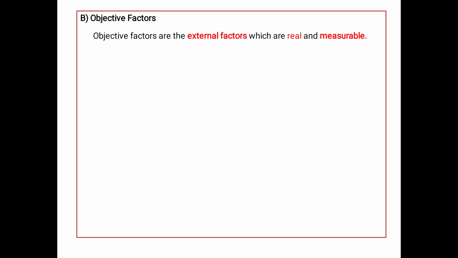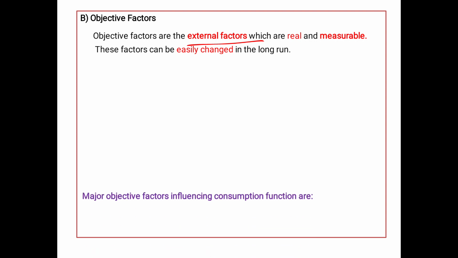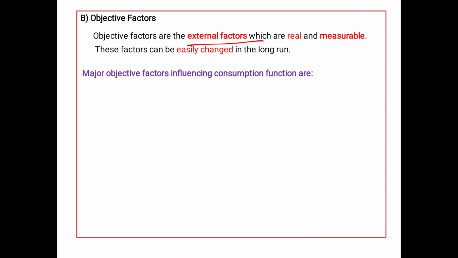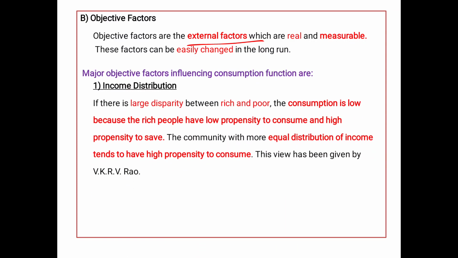Objective factors are external factors, that is, outside the industry or outside the firms. These factors can be easily changed in the long run because we have a very long time to adjust everything. The major objective factors influencing the consumption function are, first, income distribution. What does income distribution say? You can see that the rich are always richer and the poor are always poor.